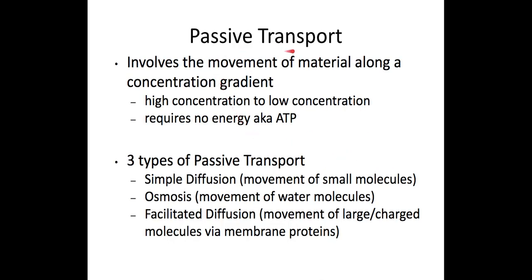All right, so passive transport. Passive transport involves the movement of material or substance along a concentration gradient. So the key word is along a concentration gradient. And this is usually from a high concentration to a low concentration, and it requires no energy during the process or ATP. And there are three types of passive transport.